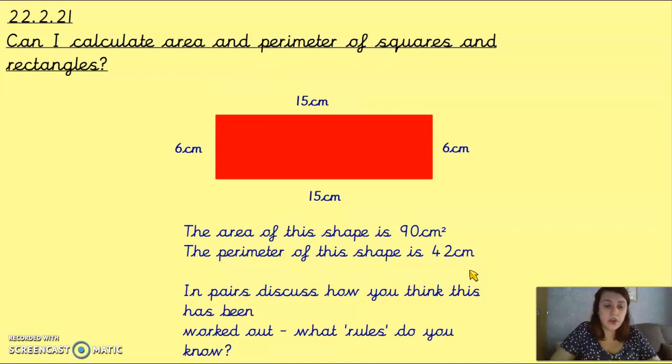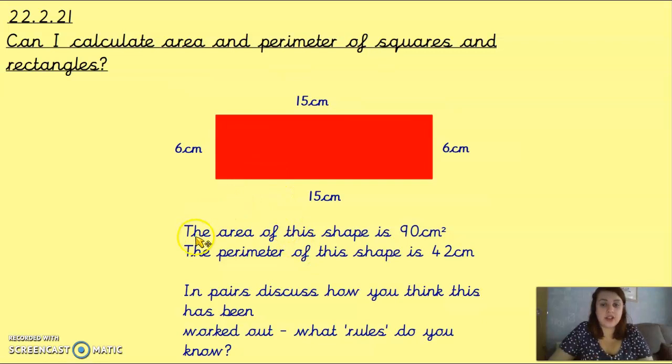If you can't remember how you find area and perimeter, then now is your chance to investigate and have a go. So looking at the measurements on the screen, how have I come to the conclusion that the area is 90 centimetres squared and the perimeter is 42 centimetres? What I want you to do is have a pause and see if you can work out what rules there are for finding the area and perimeter of shapes. So pause the video and have a go.